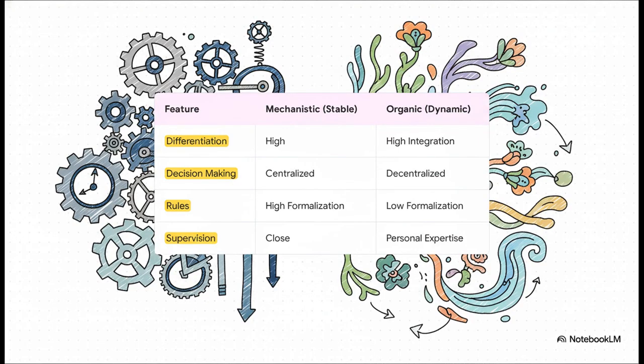And this table illustrates the two extremes perfectly. On one side, you have mechanistic structures. They're rigid, they're formal, they're centralized, like a well-oiled machine. On the other side, you have organic structures, flexible, decentralized, and adaptive. But here's what's really important. This is not simply old versus new. Think about an airline or a nuclear power plant. In a super high-risk industry like that, you want a mechanistic structure with really strict rules. It's all about safety and reliability, no matter how fast the world changes outside.